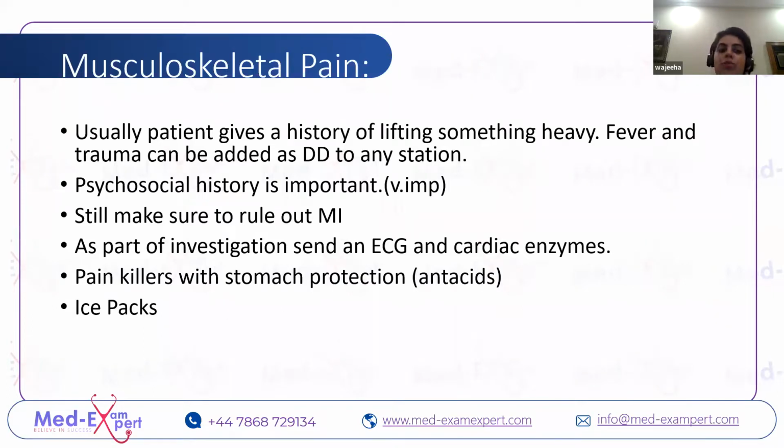You need to keep the patient from lifting heavy things for at least a week in musculoskeletal pain, right? So what if the patient is working at a warehouse? Do you think the examiner will pass you in this station if you don't ask about the psychosocial history? It's very important, right? Maybe you can give a sick note to the patient. Maybe you can say that I can contact the occupational health department. They can make some necessary changes. They can talk to your employer.